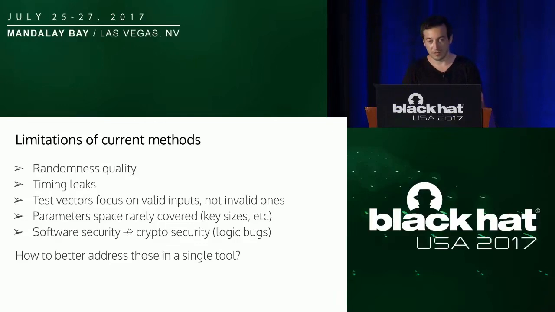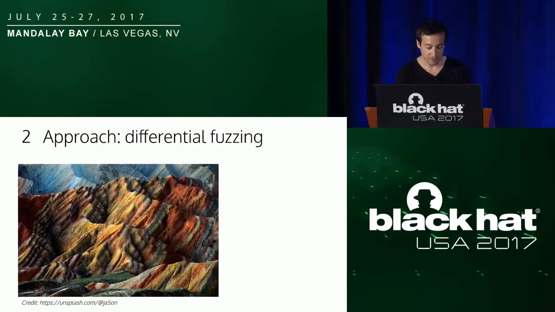Moreover, the methods I mentioned are not perfect. They will most of the time not check the quality of the randomness. Randomness is very important in crypto because if it's incorrect, then everything is insecure. They will most of the time not check for timing leaks. You have some Valgrind plugins that try to do this, but it's a very special case. And like I said, with test vectors, most of the time you get test vectors for the valid inputs, not for the invalid ones. And they will only look at, for example, the default version, like RSA 2K, but not all the possible versions of RSA.